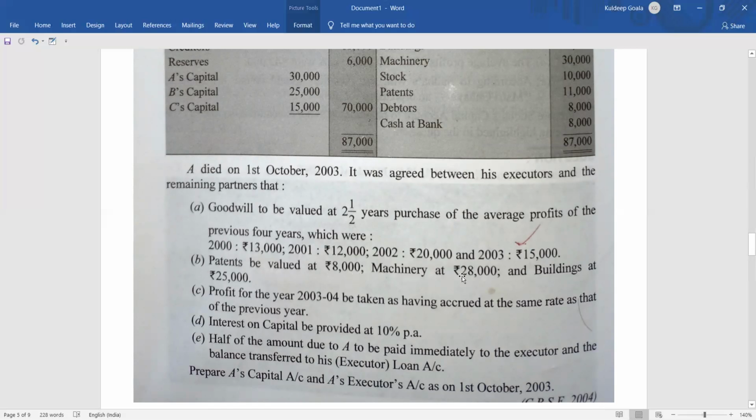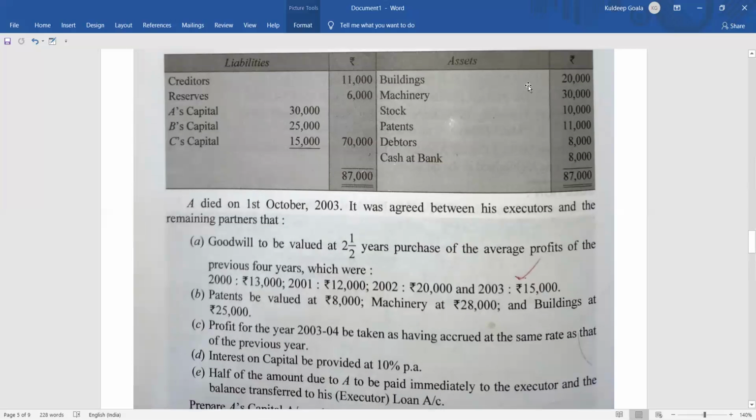Now machinery at 28,000. So machinery was 30,000. That also 2,000 rupees loss. Again revaluation will be debit 2,000 more. And building at 25,000. So building it was 20,000. Now it is increasing by 5,000. So revaluation will be credit 5,000.